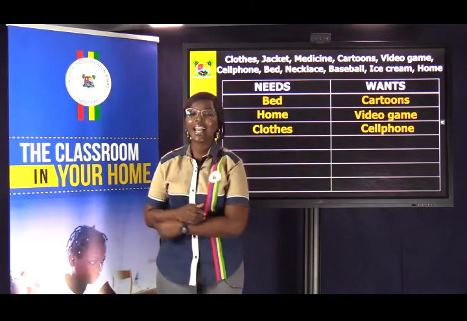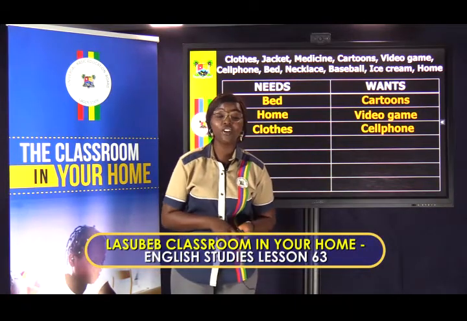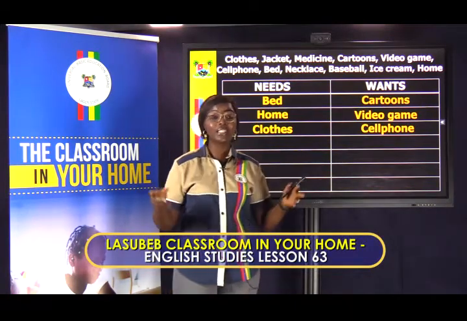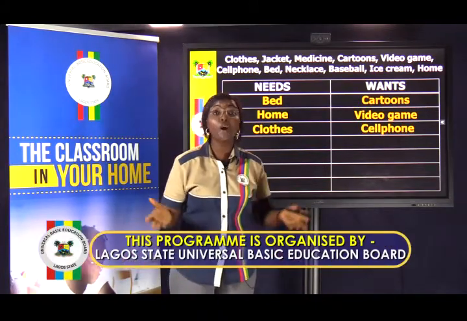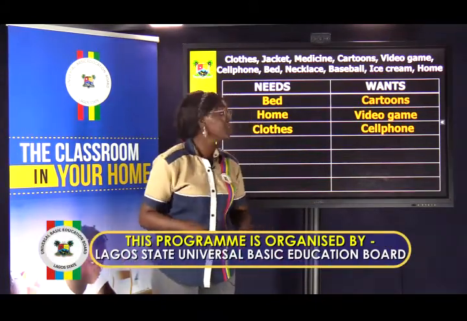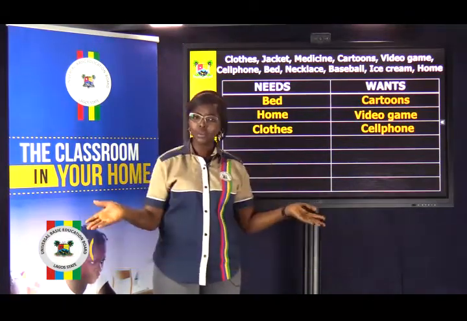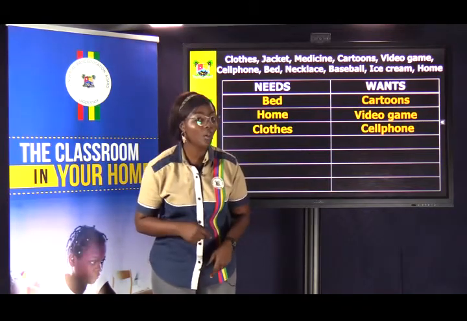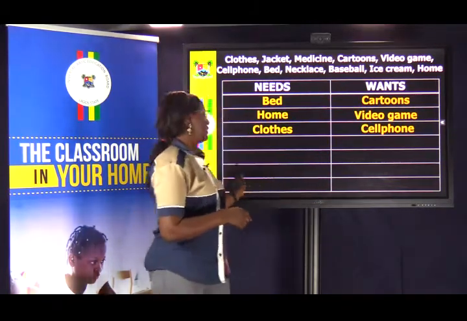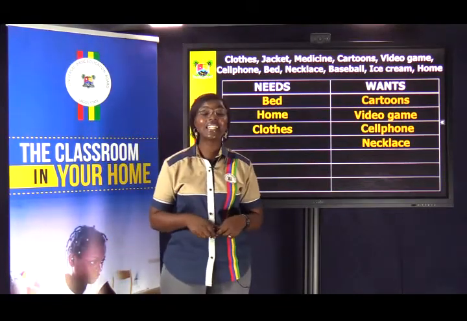Another one we have there is cell phone. Cell phone, as a 5-year-old boy, as a 6-year-old girl, as a 7-year-old boy, as an 8-year-old girl, is an option. It is not compulsory, okay? It is not compulsory to have a cell phone now. When you grow much older, I'm sure it will become a need then, okay? But for now, it is a what? It is a want.